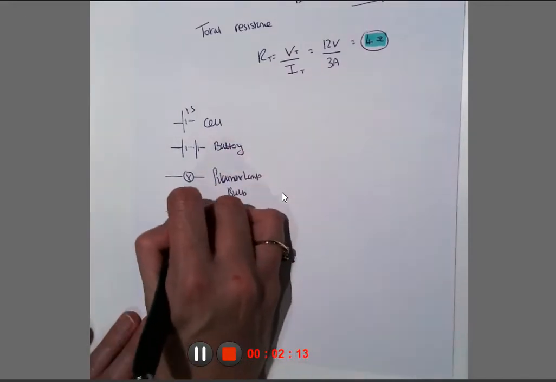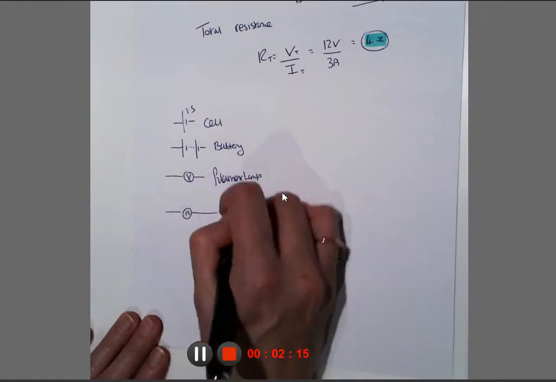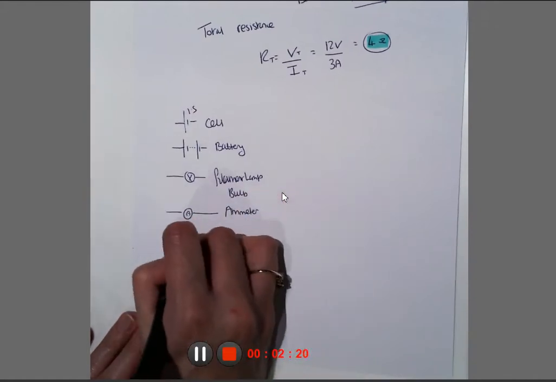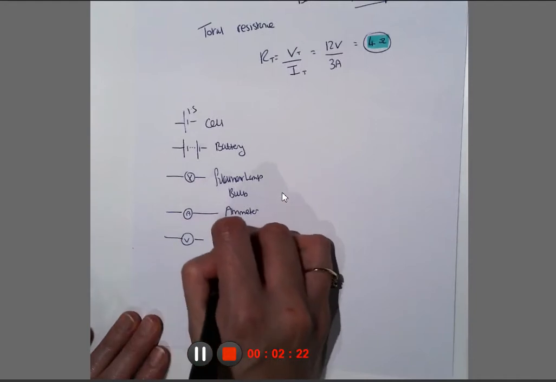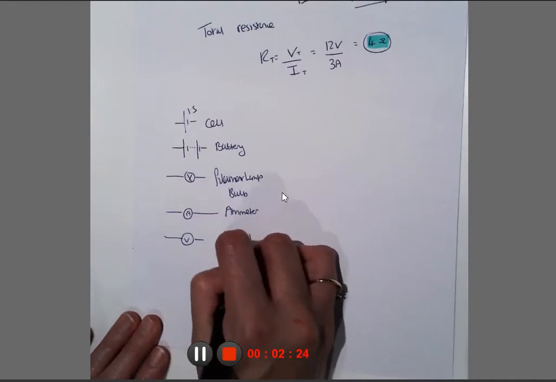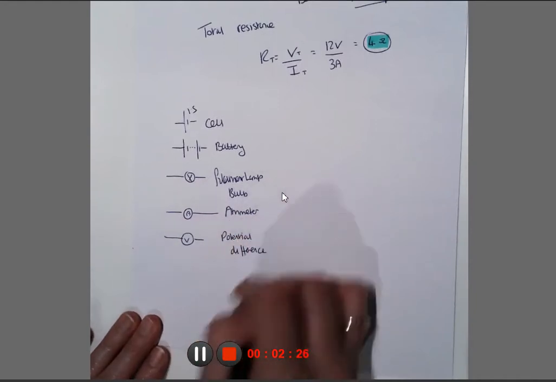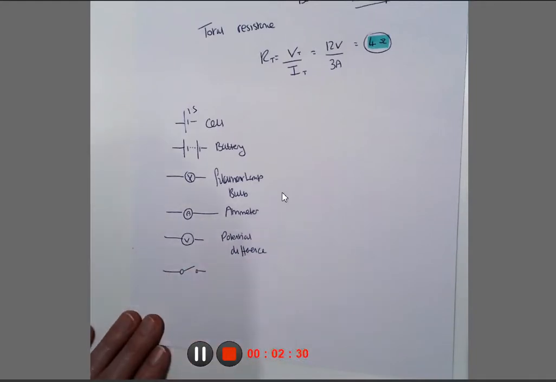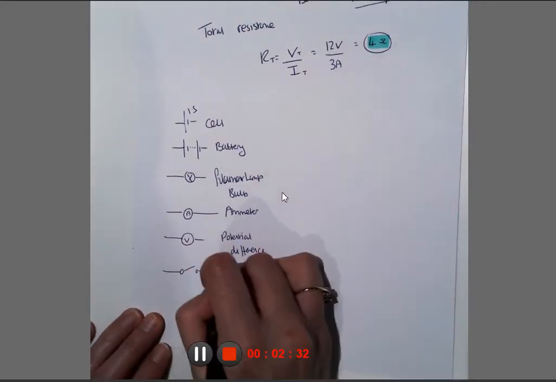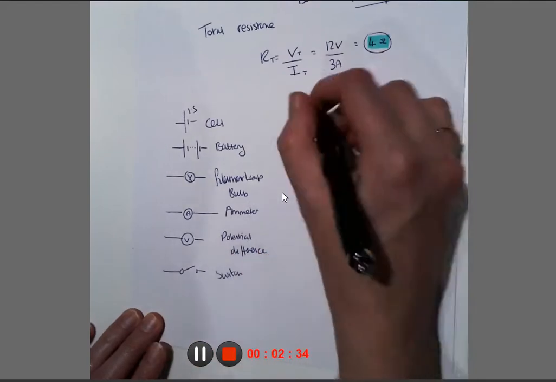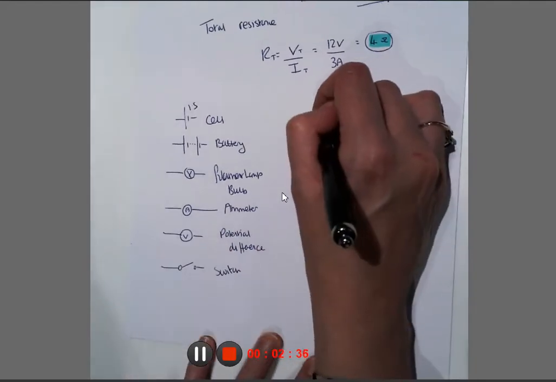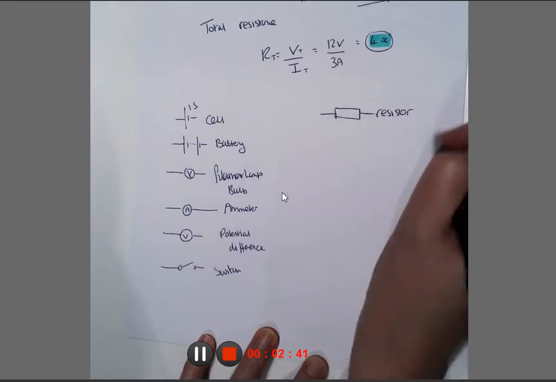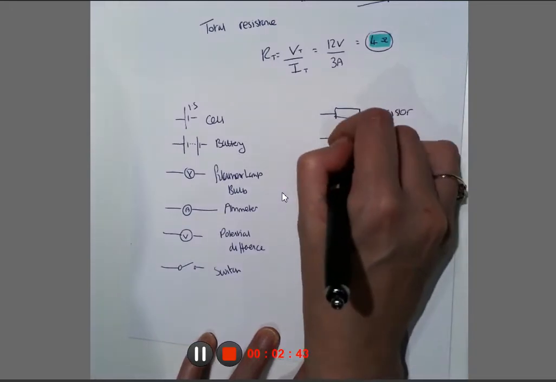Next we've got an ammeter which measures current, and a voltmeter which measures potential difference. And you also need to know a switch. We also have some other components. So this is a resistor. We have some things that look like resistors.